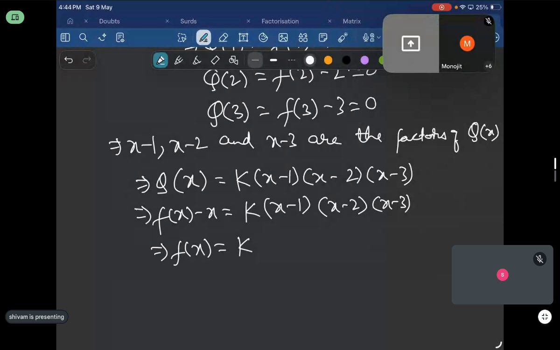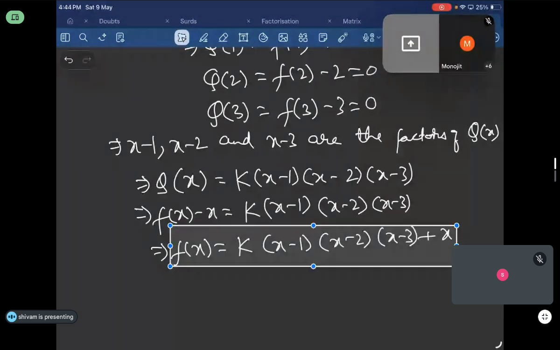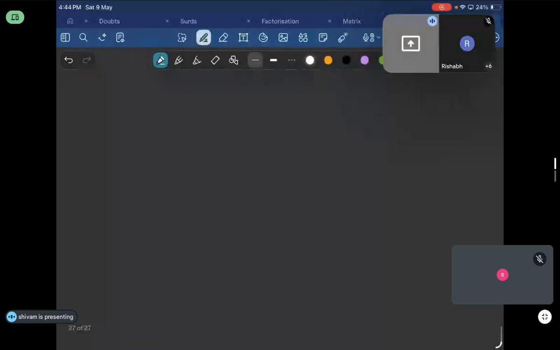Okay. Can you people realize this? That f of x is equal to k into x minus 1 into x minus 2 into x minus 3 plus x, the pattern. Right, the pattern was f of x equal to x only. Now I need to find out the value of k. Can anyone tell me how shall we find out the value of k? F of 4. By using f of 4, right, the condition is given to us that x equal to 4. Putting x equal to 4, what are we getting?